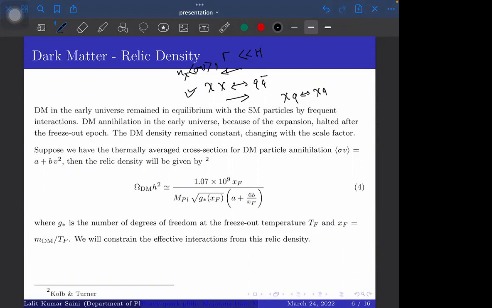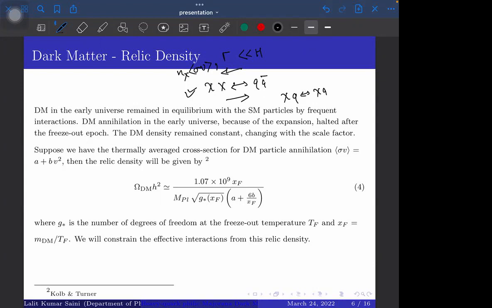Now, by constant, I mean that the co-moving number density of the dark matter is constant, not the total density, as the universe is evolving. With time, only the co-moving density is constant, while the total density evolves with the scale factor a.